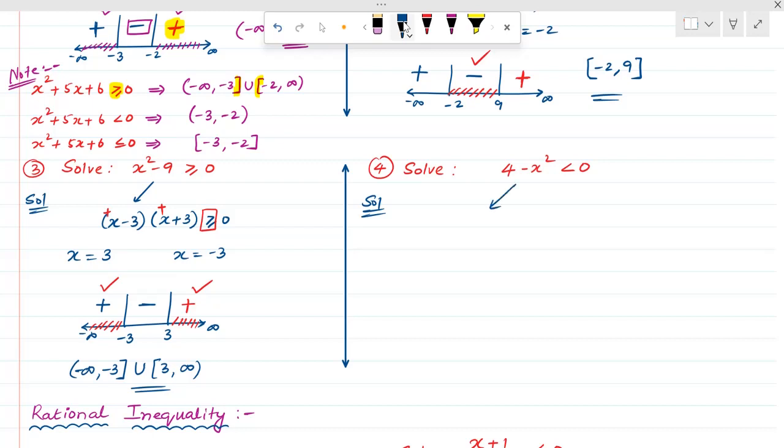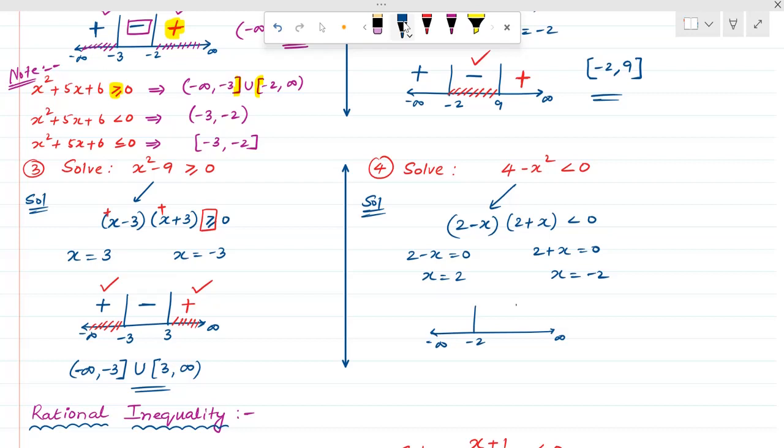So I will go with the factoring: 2 minus x, 2 plus x is less than 0. If you find the critical values, 2 minus x equals 0, 2 plus x equals 0. So x equals plus 2, x equals minus 2. Now the sign diagram goes from minus infinity to plus infinity, and here it will be minus 2 and here it will be plus 2.